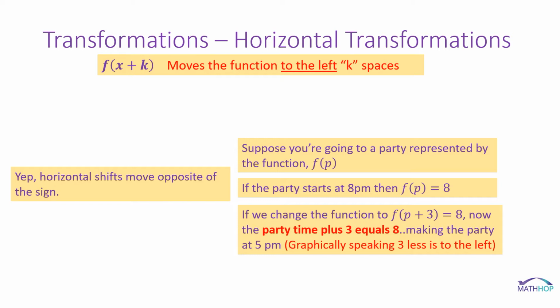Well, if the party time plus 3 hours equals 8, the party has to start at 5 because you've taken the start time plus 3 and gotten to 8. So we have subtracted 3 hours from the party's start time. Graphically speaking, 3 less is a move 3 to the left. So from here on out, let's remember that horizontal shifts move opposite the sign, and horizontal shifts are always within the bracket system. And the bracket system can be a square root, a cube root, a parenthesis, absolute value bars. Horizontal shifts move opposite the sign.